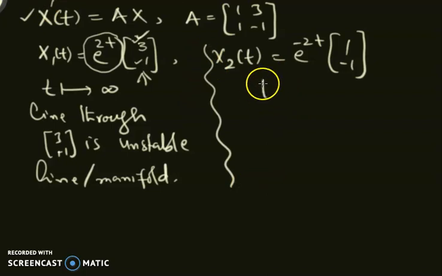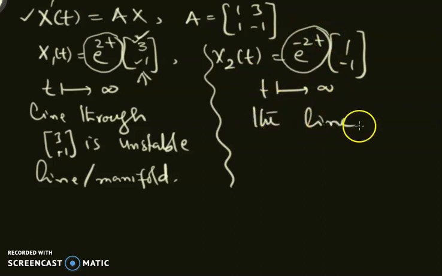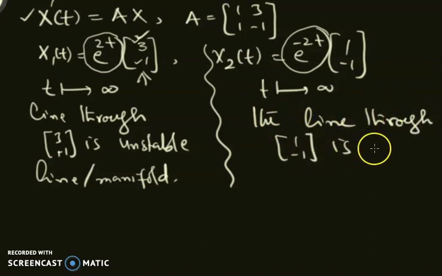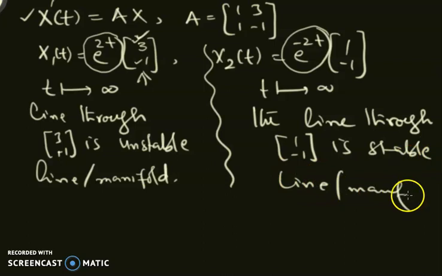And here as t goes to infinity, this quantity will get to 0, and in this way the line through the (1, -1) vector is a stable line, or you can call it the stable manifold. So this will be moving to (0, 0) as t goes to infinity. This way every trajectory will be moving towards (0, 0) along the line through this vector, and any trajectory will be moving away from (0, 0) along this line.